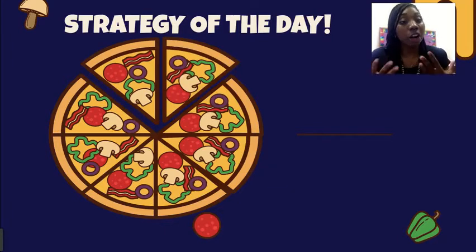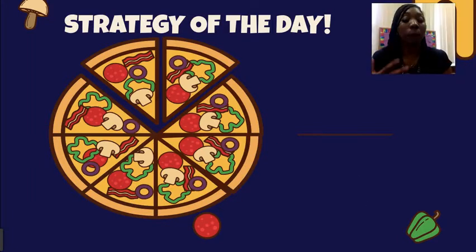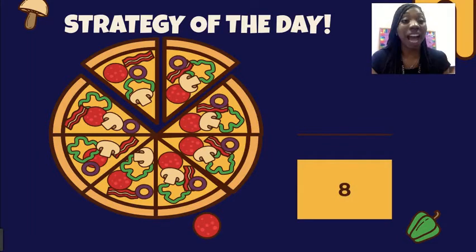So let's look at our new pizza. Well, how many parts make up the whole pizza? Let's count together. 1, 2, 3, 4, 5, 6, 7, 8. Great. 8 parts make up the whole pizza. And so we know our denominator or our bottom number is going to be 8.